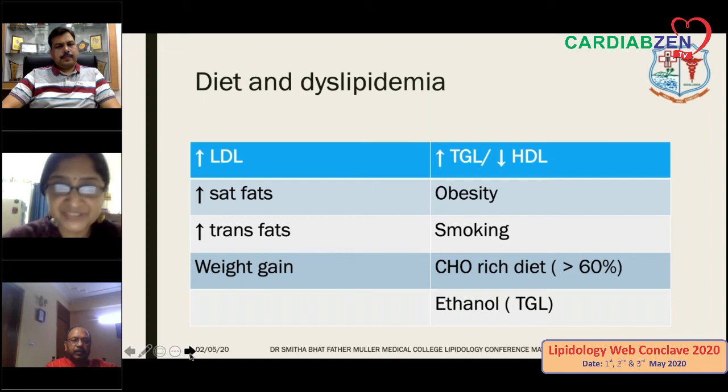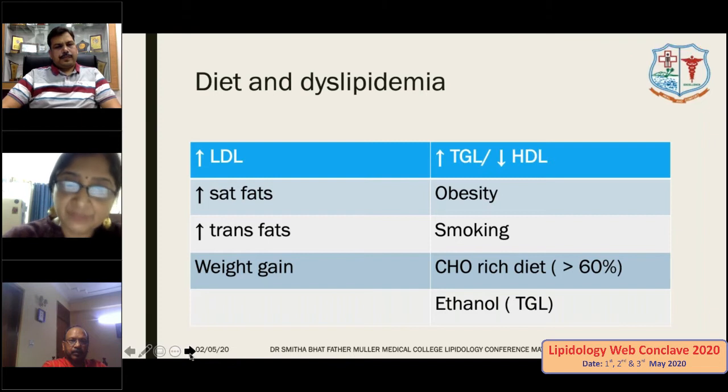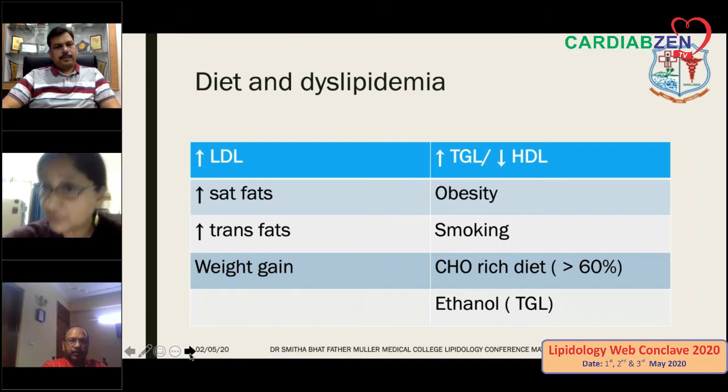Something I used to tell my patients is, generally, if the fat that you are using is solid at room temperature, it might not be a good idea to use it in excess because they tend to increase the LDL cholesterol. How about weight gain? Now, weight gain does increase the LDL cholesterol, but what you have to remember is that when the weight gain is associated with insulin resistance, it has a slightly different profile. In other words, it has increased triglycerides, decreased HDL, and your small dense LDL particles.